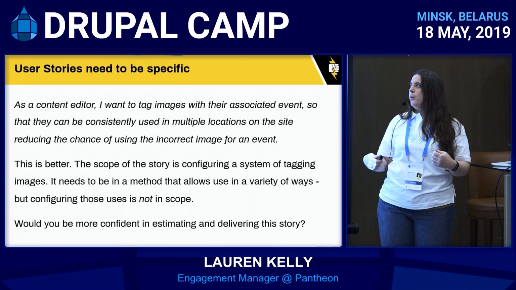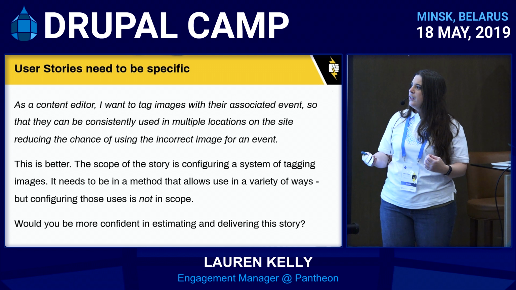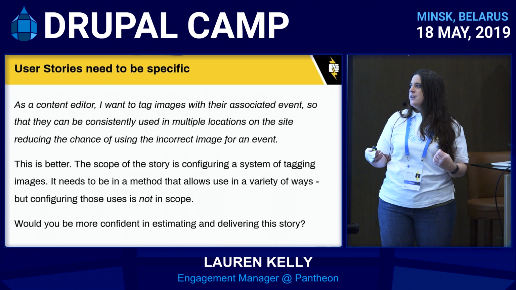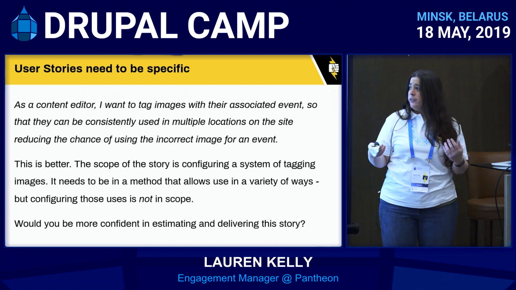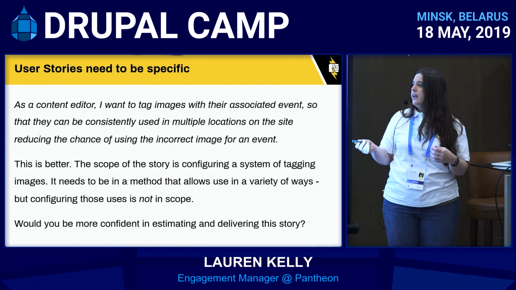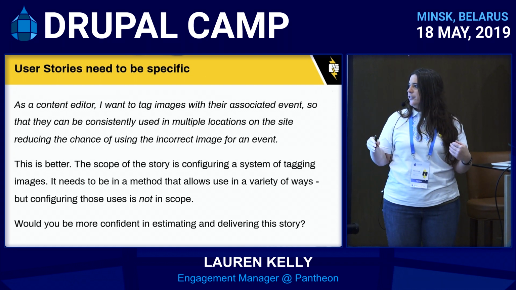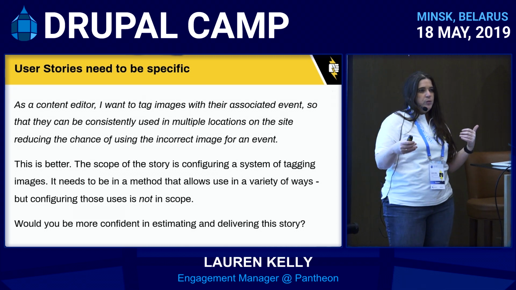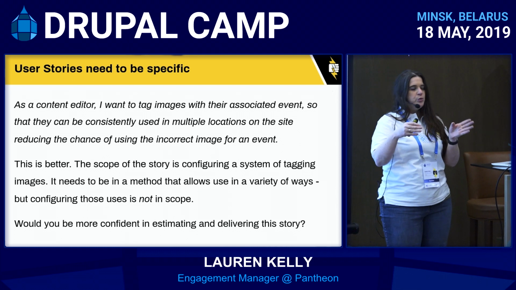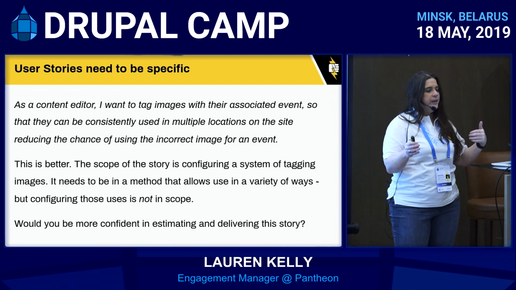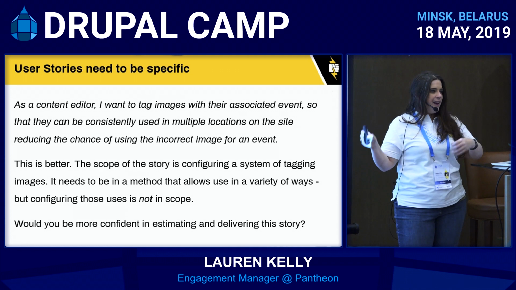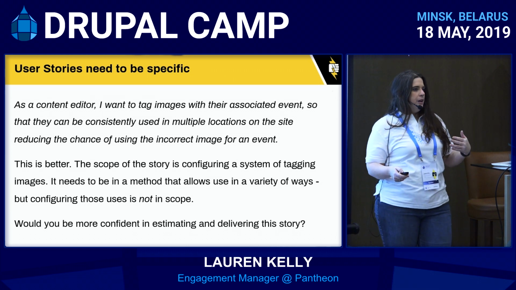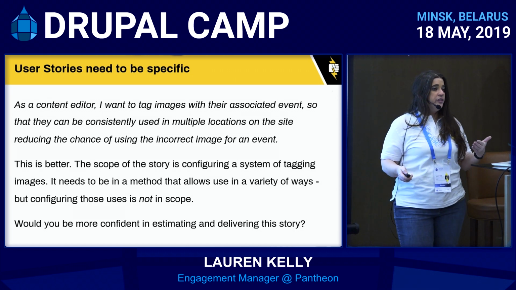As a content editor, I want to tag images with their associated event so that they can be consistently used in multiple locations on the site, reducing the chance of incorrect image being used for that event. So this is better, right? The scope of the story is configuring a system of tagging images. It needs to be in a method that allows use in a variety of ways, but creating those views or blocks or anything is not part of the scope of this. The tagging is the only part that's in scope for this. So you could probably be a little more confident with estimating and delivering this story.